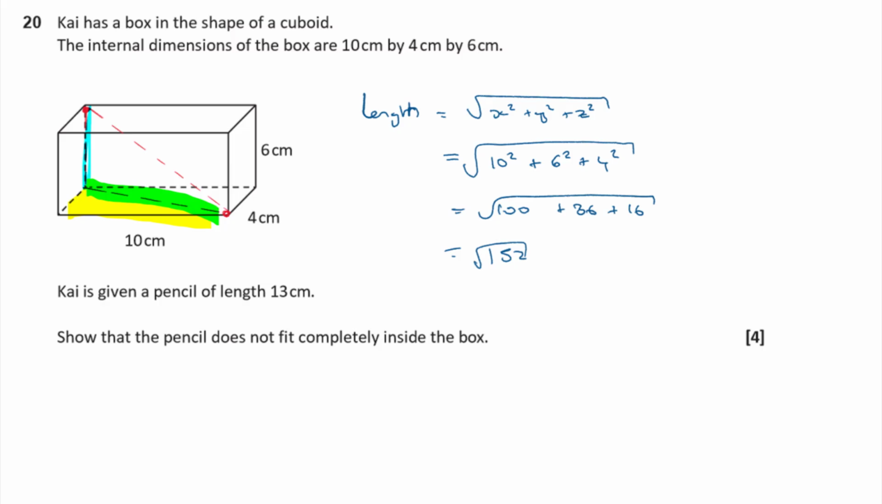Now I know that 13 squared is 169, therefore root 152 is less than 13, isn't it? Okay, so we know that the root of 152 is less than 13, therefore pencil will not fit in box. Okay, so I don't have a calculator, so I can't work out the root of 152, but I know the root of 169 is 13, so the root of 152 has got to be smaller than the root of 169.